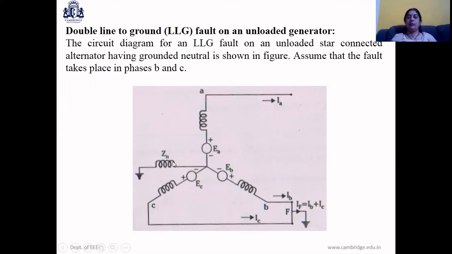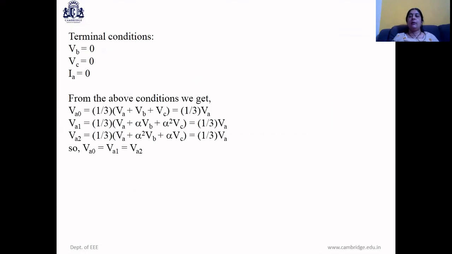Now, from this diagram, we can write the terminal conditions. IA equal to 0. VB and VC will be equal to 0 because they are directly shorted and grounded. So VB is 0 and VC is also 0. From the above terminal conditions, we can write the expressions for the symmetrical components of currents and voltages.